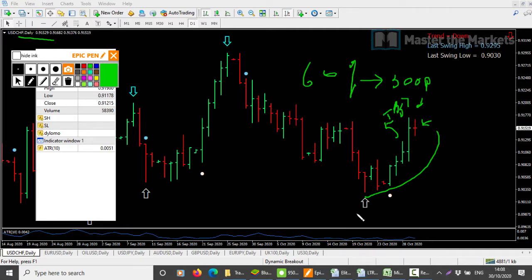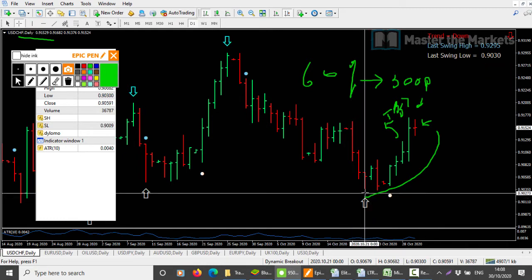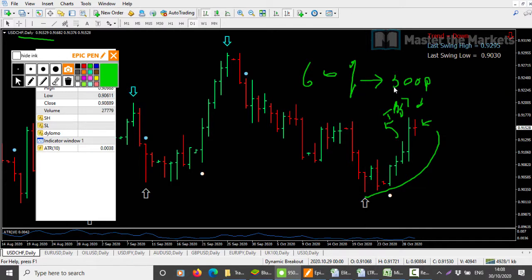Now, what is the distance that this has moved so far? So let's take a look over here. This has moved only 143 pips. So it has not reached 300 pips yet, and you know that 60% of them will get to 300 pips. So there is still movement left, about 150 pips left.